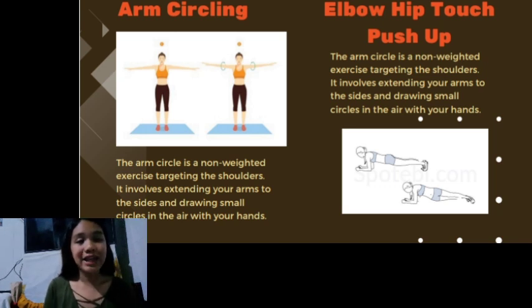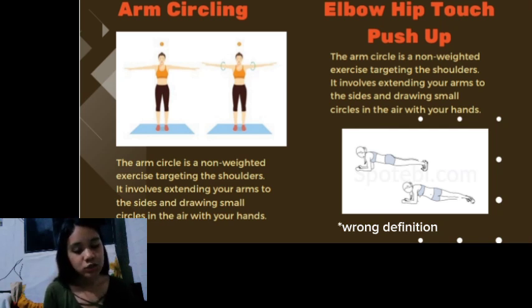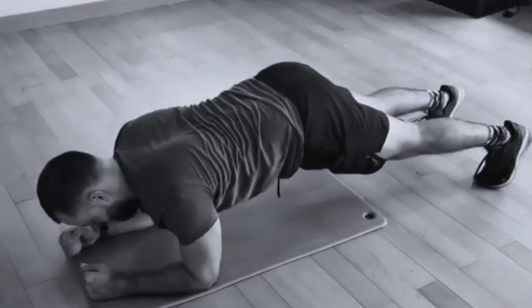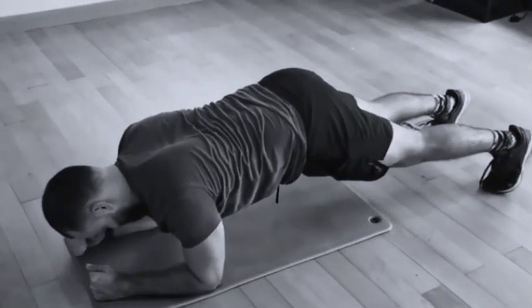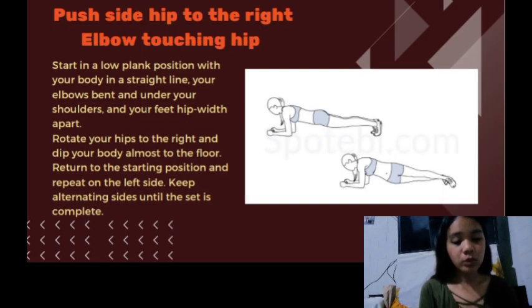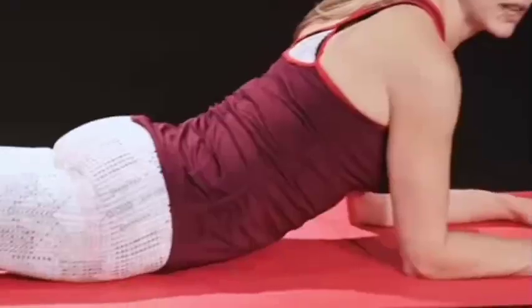The next one is the elbow hip touch push-up. What type of push-up is this? It is a push-up variation where you touch your opposite elbow with one hand while coming up. This is an example of how you will perform the elbow hip touch push-up. In the same position, we also have the push side hip to the right, elbow touching hip. To help you visualize, here is the supporting video.